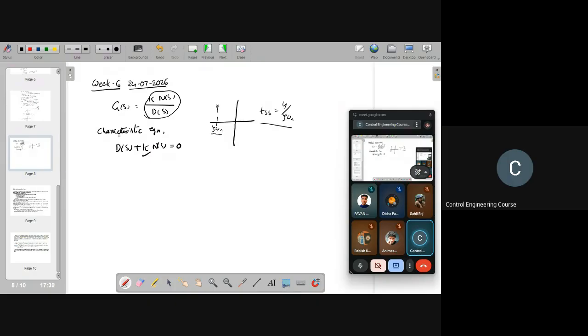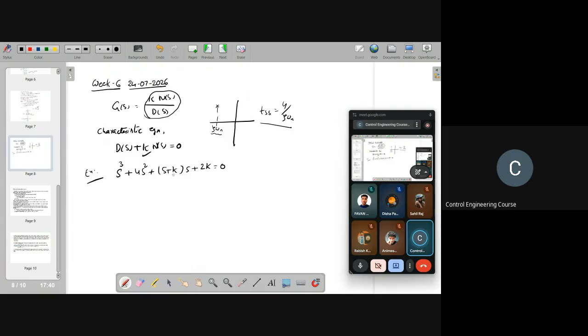Sometimes G of s may not be given directly. Instead of a direct numerator and denominator polynomial, they might give the characteristic equation directly. Let's say, for example, s cube plus 4 s square plus 5 plus k s plus 2k equal to 0. Maybe they give you a characteristic equation like this: analyze the roots of this equation as k changes from 0 to infinity.